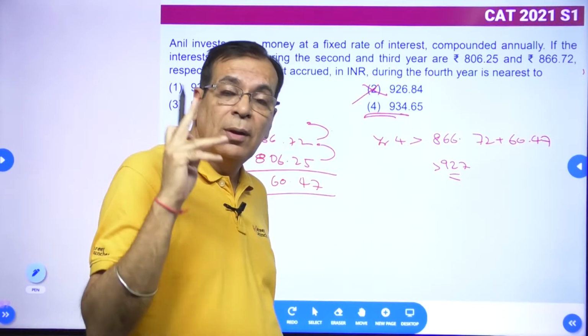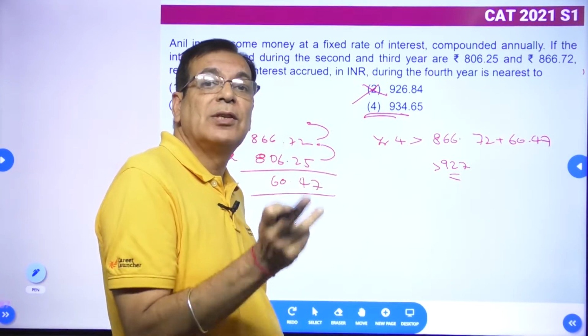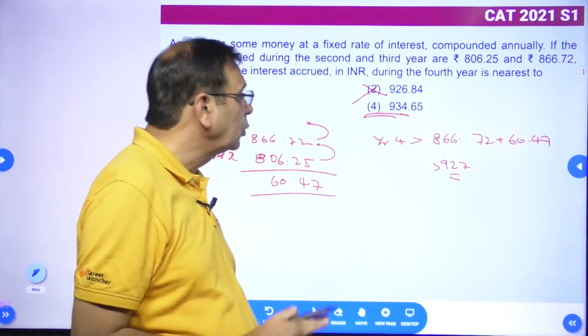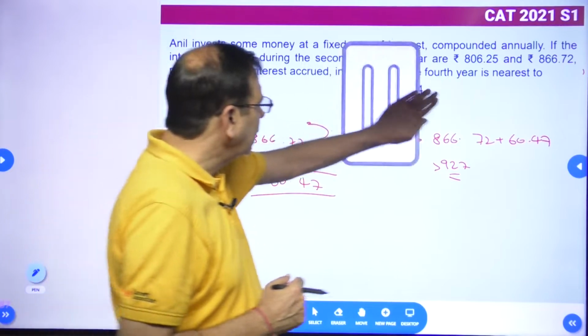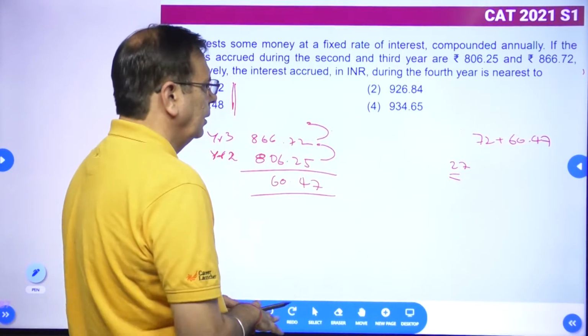Close choices mean that you will have to do the calculation, which is why for CAT I straight away said use a calculator, don't waste time. But we are looking at the other exams. So what should we do? We need to calculate them. How will you calculate? Let's look at this part.